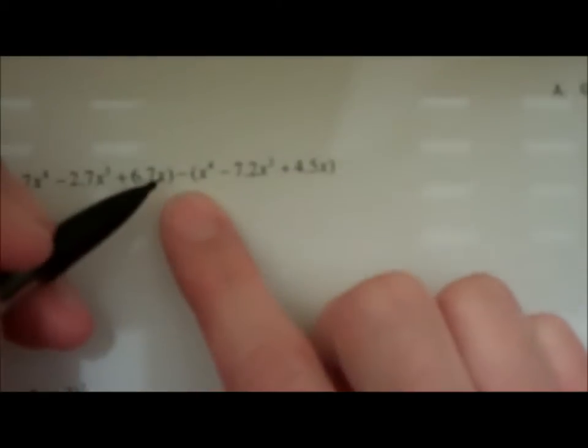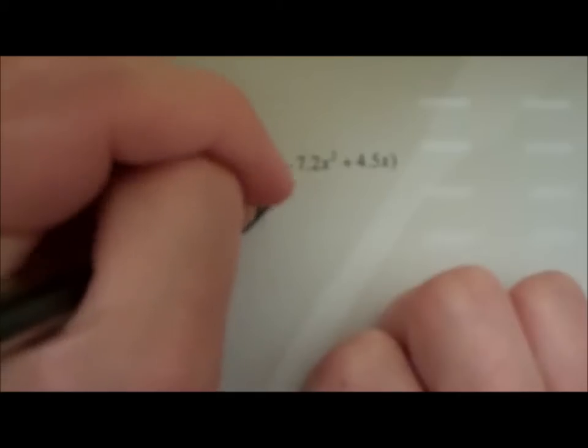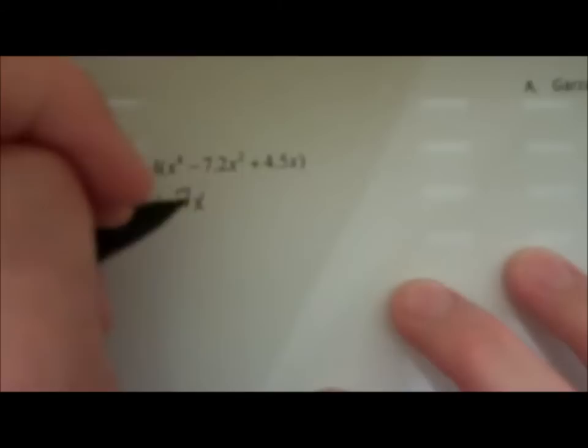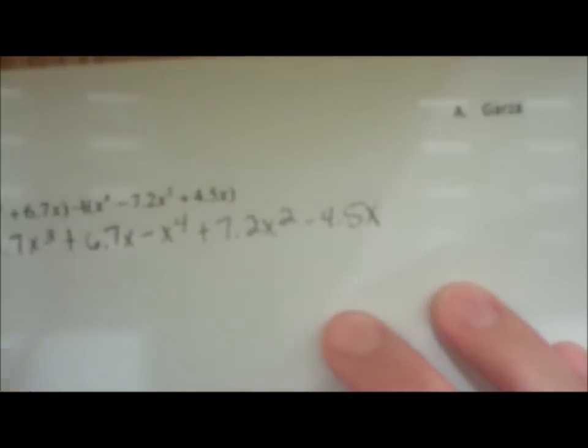Okay, 17 is a negative sign there. Notice they're not being multiplied. This is like saying -1 and distributing it to each. So I'm going to rewrite it. 1.7x to the 4th minus 2.7x cubed plus 6.7x. Now this negative is going to distribute, so that's going to be minus x to the fourth plus 7.2x squared minus 4.5x. Now before I continue, I want to say that this is 4.3.